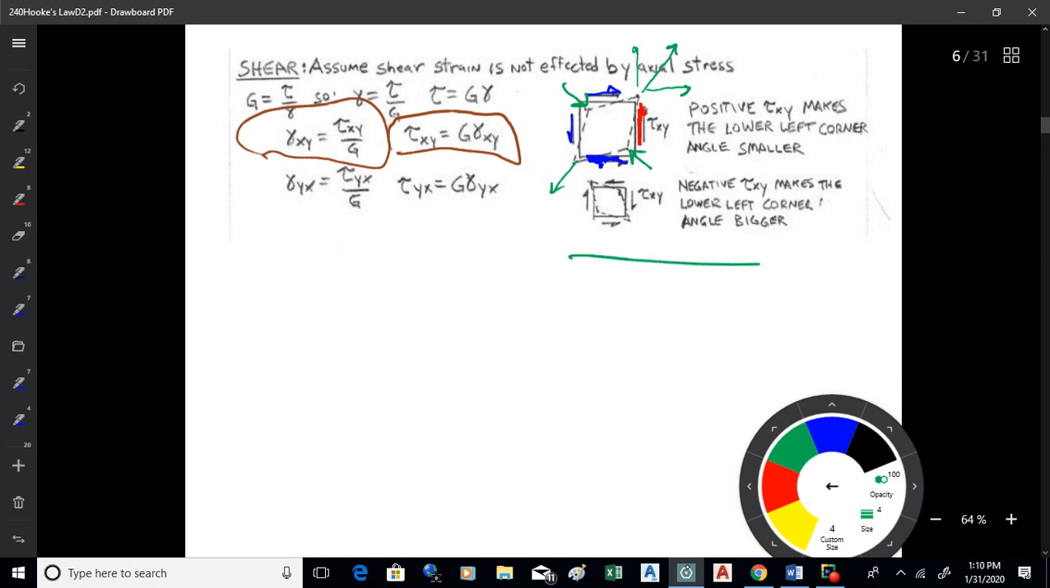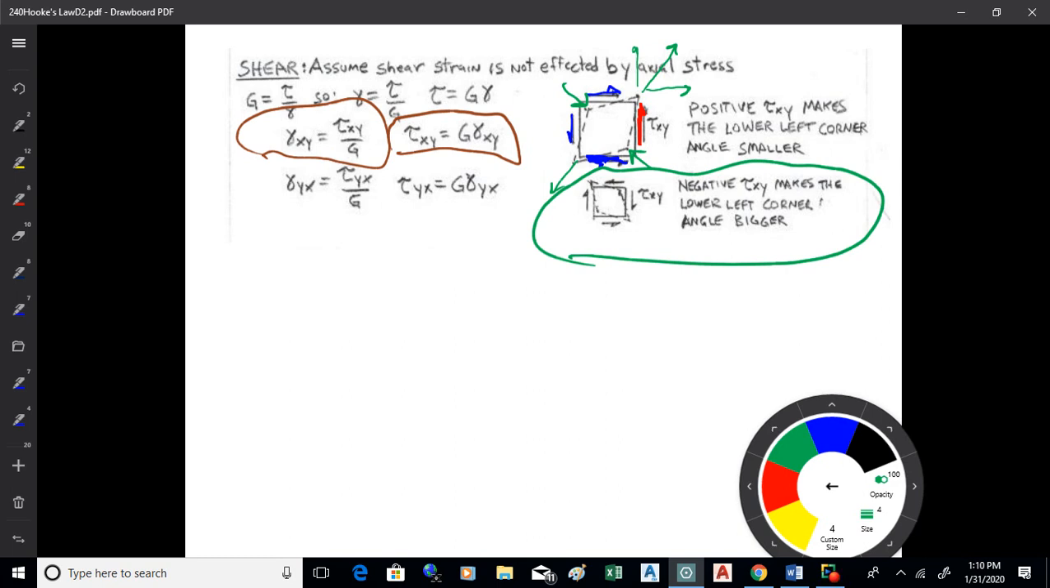Now, I drew this one smaller just because I ran out of room on the page. That's the only reason. There's no other reason for that. Okay, so just in case you were wondering about that.